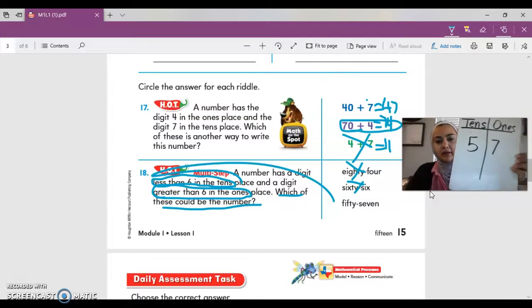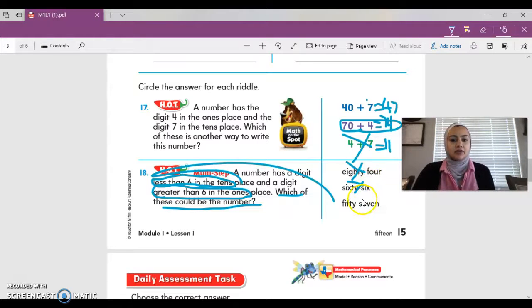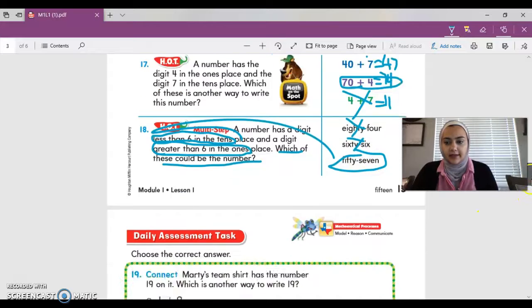57. Let's see. Is the digit in the tens place less than 6? Is 5 less than 6? Yes, it is. And then is the digit in the ones place greater than 6? Is 7 bigger than 6? Yes, it is. So is our number 57? Yes, it is. 57 should have been the number. Circle that. All right, awesome.